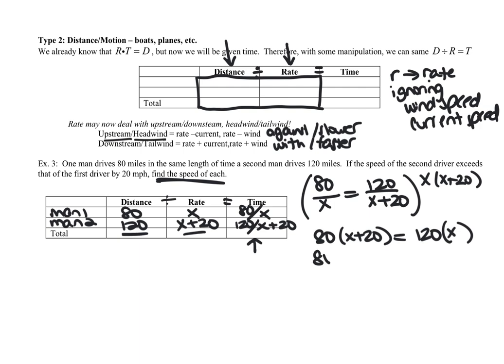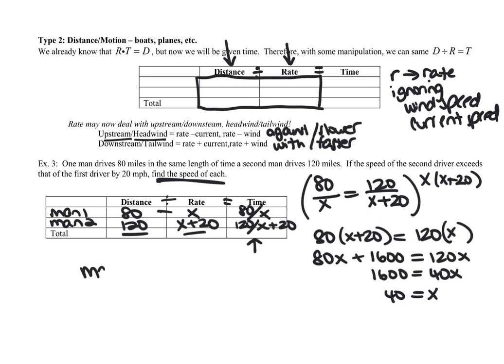So with a little distribution, we're going to get 80X plus 1600 is equal to 120X. We'll get all of our X's on one side by subtracting 80X. And then when we divide, we will get X is equal to 40. So now we'll go and answer the question. X is the rate of man 1. So we can say man 1 is traveling at 40 miles per hour.